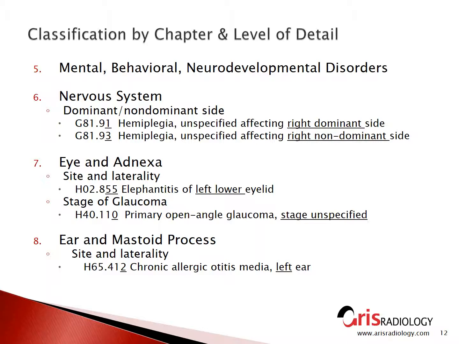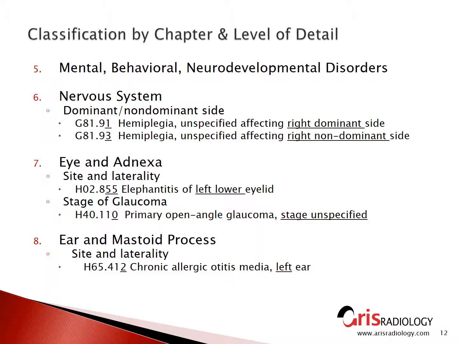G81.91 is the code for unspecified hemiplegia affecting the dominant right side, whereas in G81.93, the affected right side is non-dominant in the patient. Chapters 7 and 8 are new in ICD-10. ICD-9 Chapter 6 is Diseases of the Nervous System and Sense Organs. Chapter 7, Eye and Adnexa.